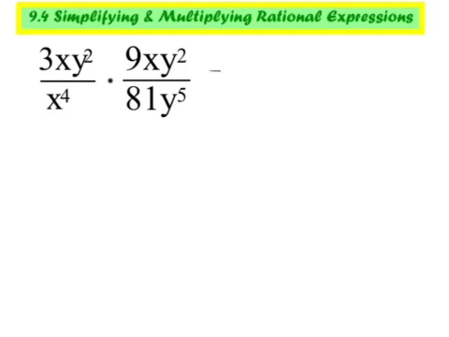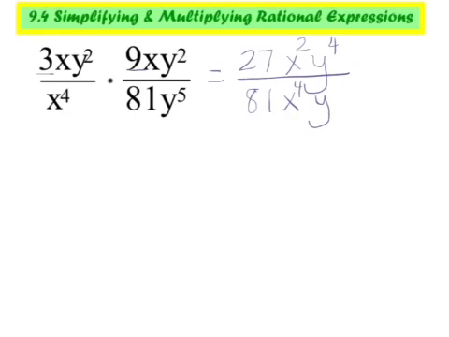So here, what I'll do is multiply straight across. 3 times 9 is 27. X times x is x squared. Y squared times y squared is y to the 4th. And then in the denominator, I'll have 81 x to the 4th, y to the 5th.